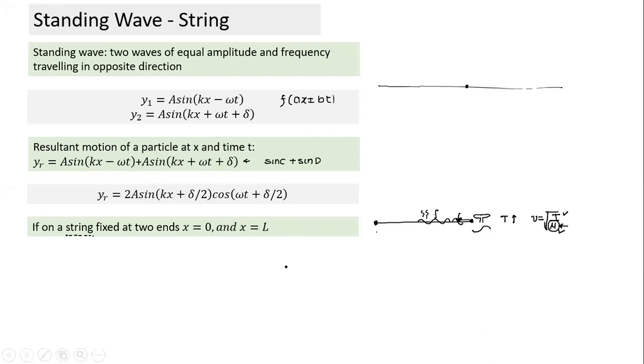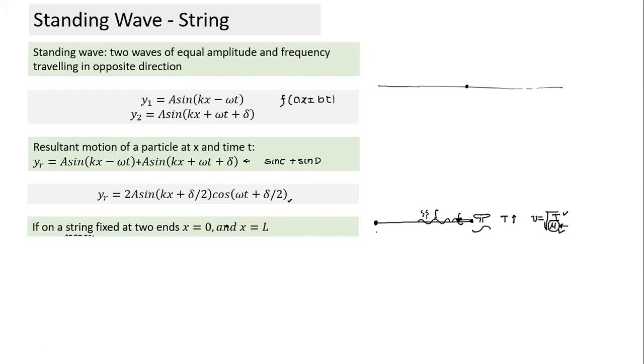What is that kind of wave and what do we understand here? So this is a general case of a standing wave: two waves of equal amplitude and frequency traveling in the opposite direction. Mathematically, we can add them up and very easily arrive at this expression. Then we apply this to a string fixed at two ends, where the length of the string is L. So one end is x is equal to 0, and the other end is x is equal to L.